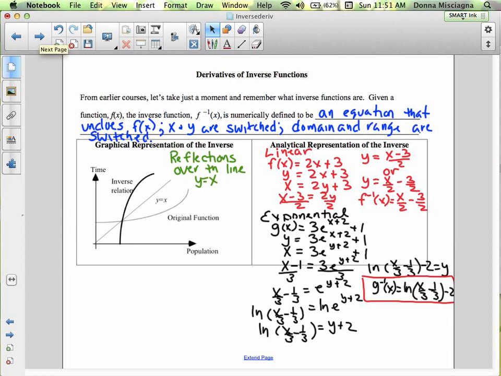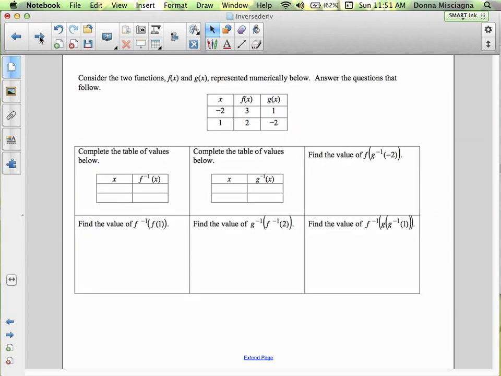Now that we've reviewed some algebra, I'm going to stay a little bit with inverses, and then we're going to do some calculus. Then we'll find the derivatives. Let's do a little bit more review. So let's consider the two functions f of x and g of x represented numerically below. Answer the questions that follow.